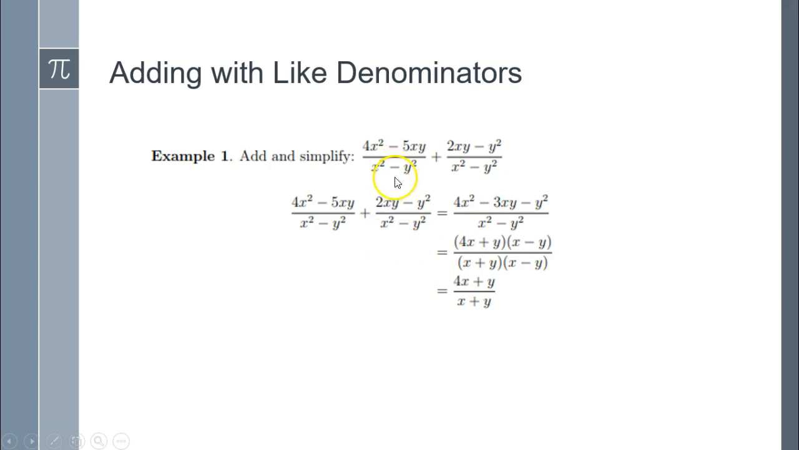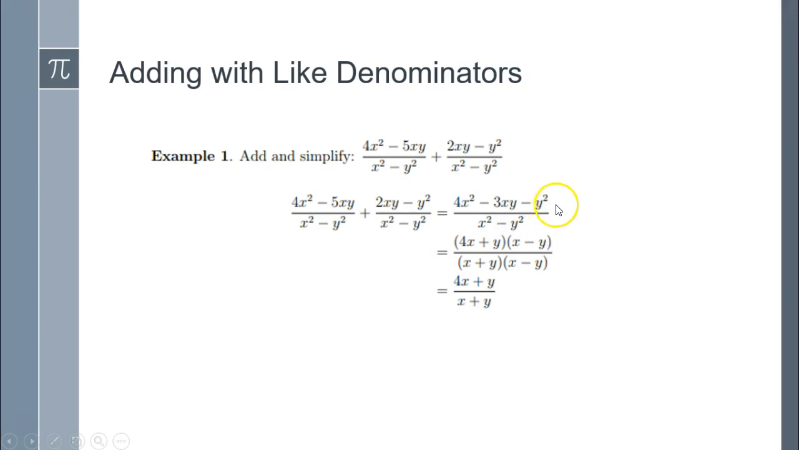So here's an example with algebraic expressions. In this one, the denominators are already the same, so I simply perform whatever operation is in the middle here on the numerators. So I'm going to add the numerators. And when I add 4x squared to 2xy minus y squared, there's no like terms, so I get a 4x squared. I have a -5xy plus a 2xy gives me a -3xy. And then there was no like term with the y squared, so it's just -y squared.